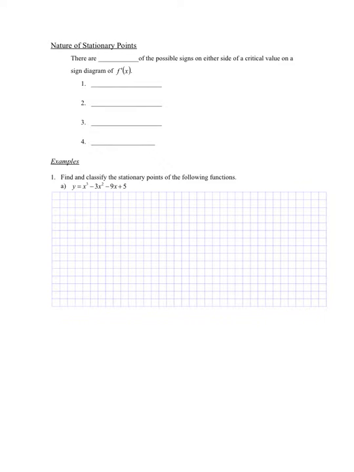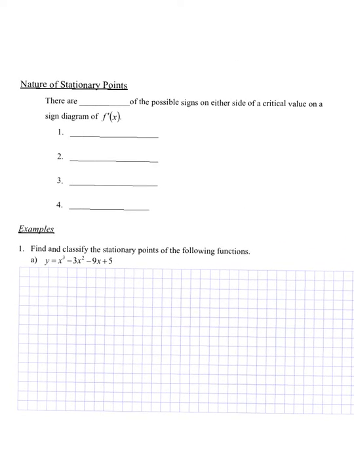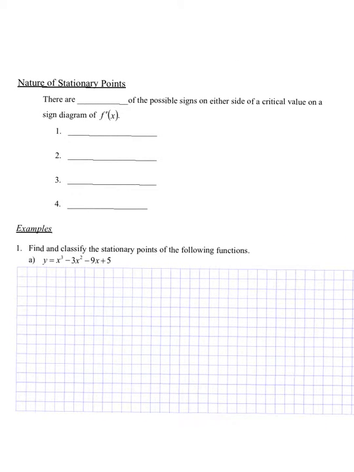So there are 4 cases of possible signs. It's a bit small, isn't it? There are 4 cases of possible signs on either side of a critical value on the sign diagram of f dash of x. You have no idea what that means, do you? All right, write it. There are 4 cases.